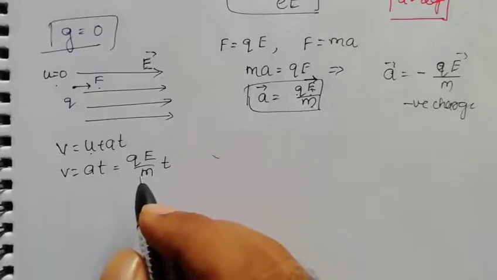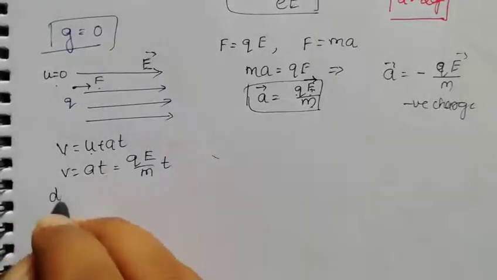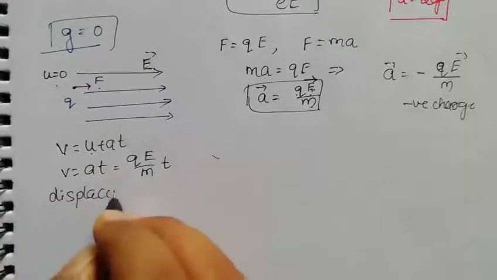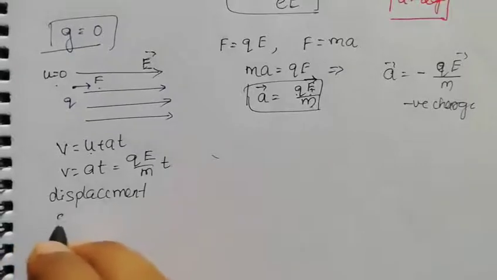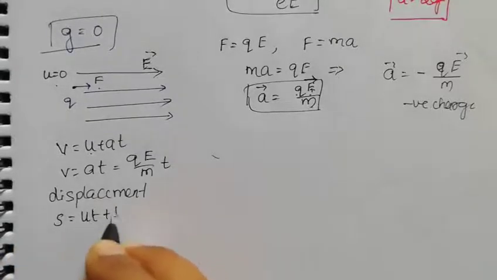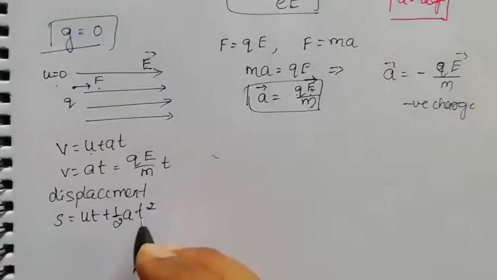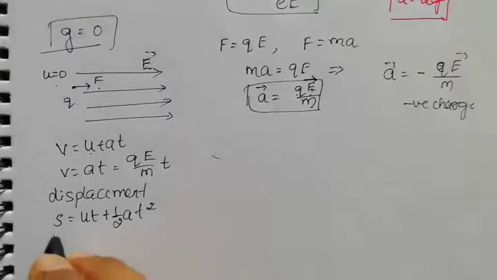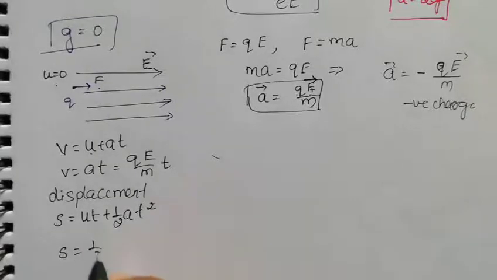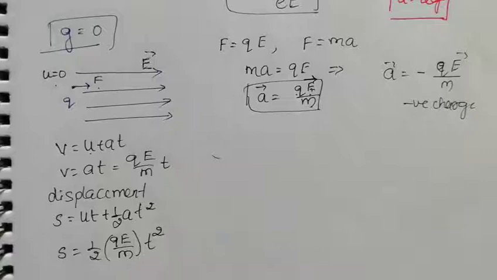So how much is it going to be displaced? Let us calculate the displacement. Again use the equation s equal to ut plus half a t square. Now initial velocity is 0, so we take u as 0. Displacement in the x direction. You can keep it as x, or you can take it as s only. That is equal to 1 by 2 into acceleration, Q into E by m, multiplied by t square. So this is the displacement.